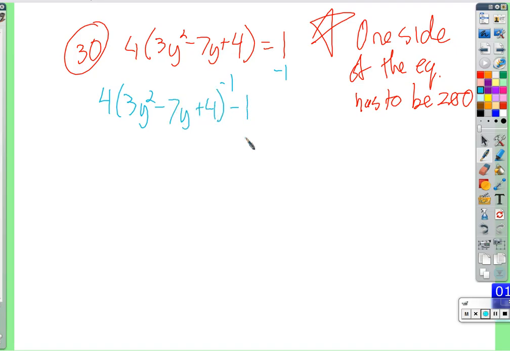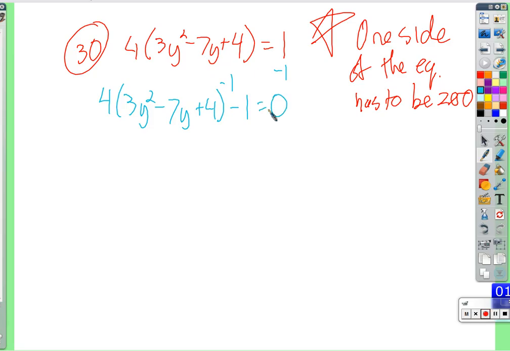Okay. One thing you should not do: when you subtract 1 from both sides, you do not do 4 minus 1 is 3, because that is inside the parentheses. Parentheses need to be multiplied by 4 before you do anything like subtract from it. Multiplication before subtraction. We haven't multiplied this out yet, so the 1 is outside the parentheses.